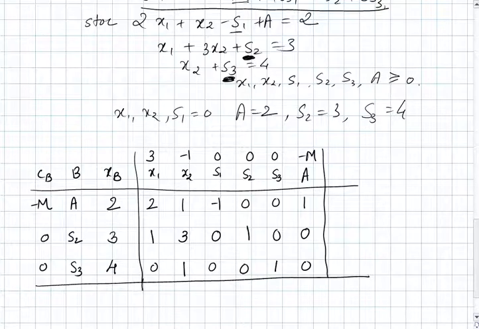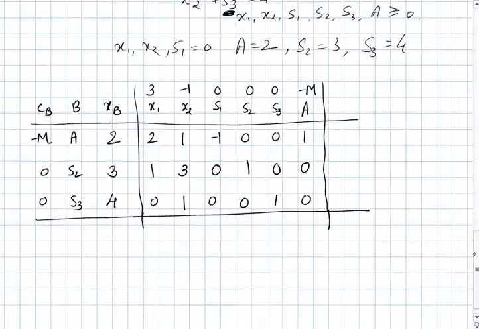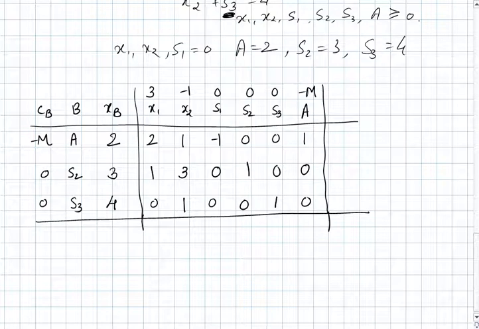So now we have to evaluate Zj. So the value of Zj is minus M times 2, so minus 2M, minus M times 1, so minus M, minus M times minus 1, so M, then minus 1 times 0, so 0, minus 1 times 0, so 0, and minus M times 1 is minus M.